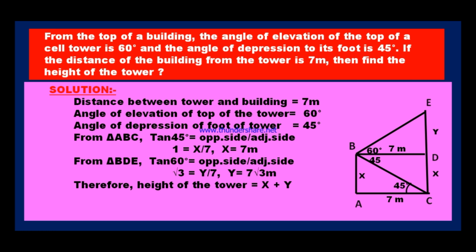Therefore, the height of the tower is x plus y. The x value is 7, and the y value is 7 root 3. X plus y means 7 plus 7 root 3. Take 7 common, it is 1 plus root 3. So 7 into 1 plus root 3 meters is the height of the tower.